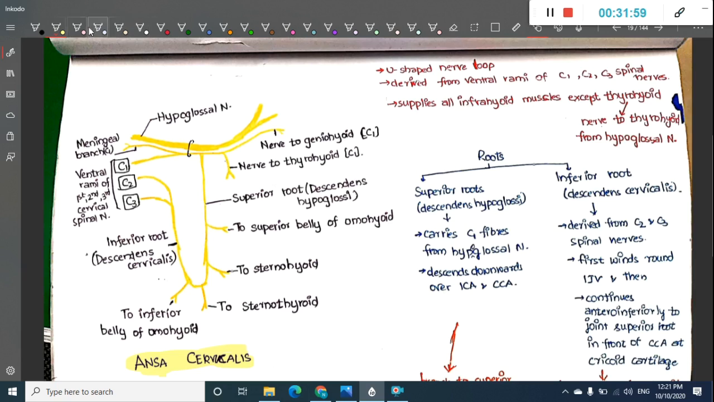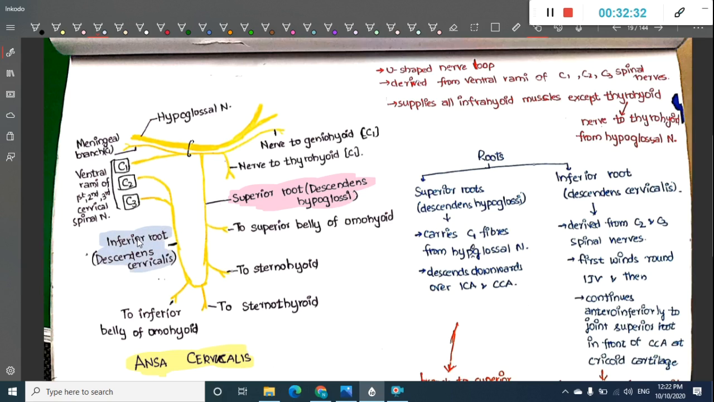We call this superior root descendens glossae. Okay, we call this superior root descendens hypoglossi. Why? Because what is it derived from? This is the hypoglossal nerve. This superior root is actually derived from the hypoglossal nerve, and as a result it is called the superior root or descendens hypoglossi. Whereas we have one more root which is called the inferior root or descendens cervicalis.